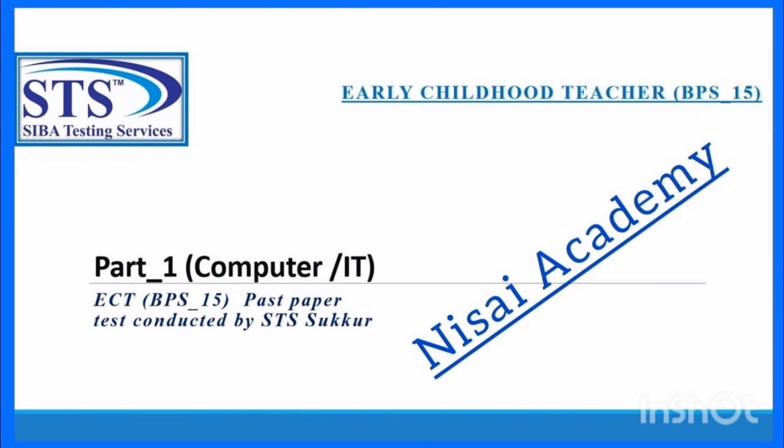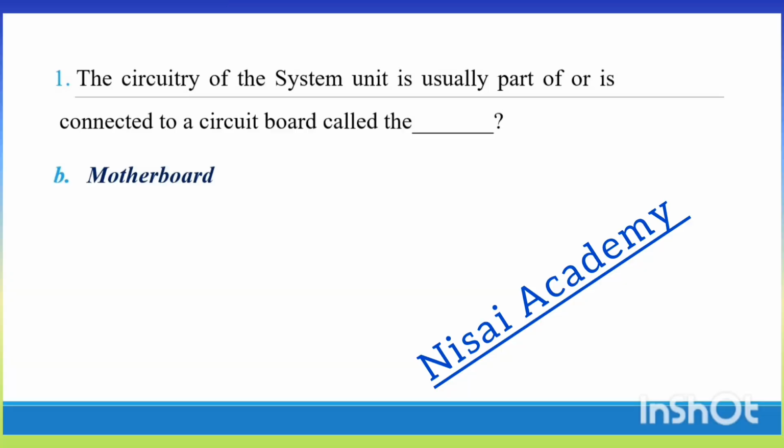Let's start MCQs of Part 1 Computer or IT. 1. The security of the system unit is usually part of or is connected to a circuit board called the: option A fatherboard, option B motherboard, option C brotherboard, option D circuit board. The security of the system unit is usually part of or connected to a circuit board called the motherboard. Right answer B.